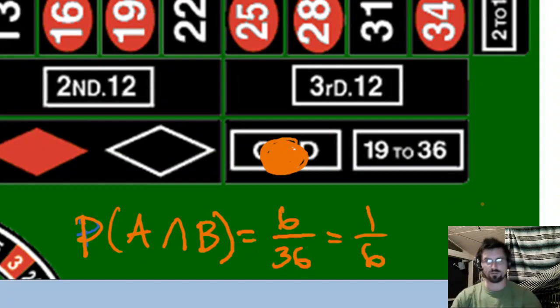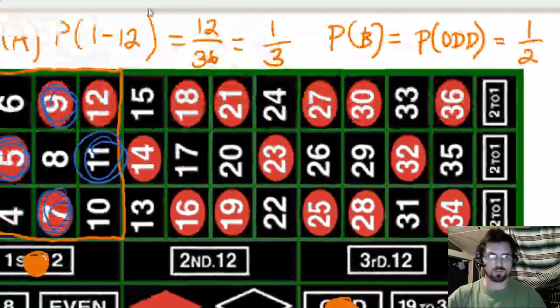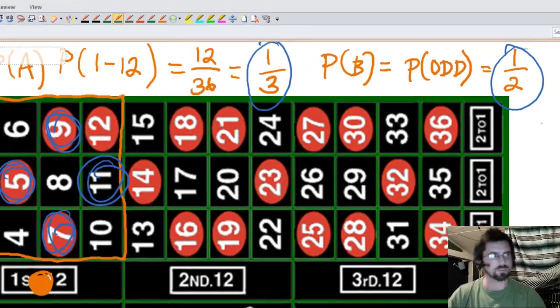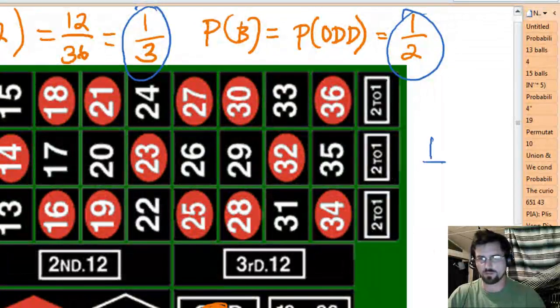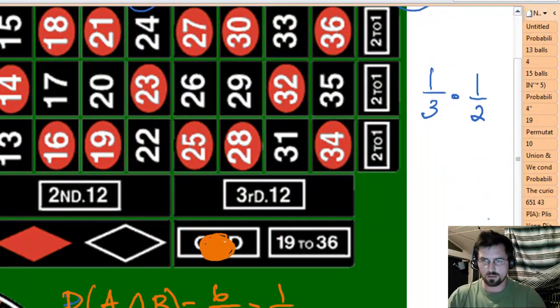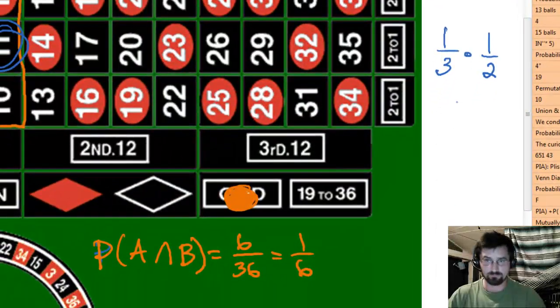Now you might not notice it, but I'm going to draw your attention to it. I want you to take 1/3, which was P of A, and 1/2, which was P of B, and multiply them and tell me what you get. So I'm asking you to do 1/3 times 1/2. Multiplication of fractions, you should know how to do that, is numerator times numerator, denominator times denominator. So when you do that, you get 1 over 6.